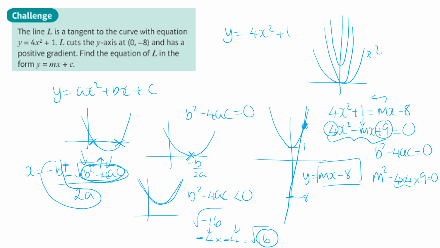So if we just sort all that out, m squared will have to equal 144, so m is actually 12. So the answer is y is equal to 12x minus 8.